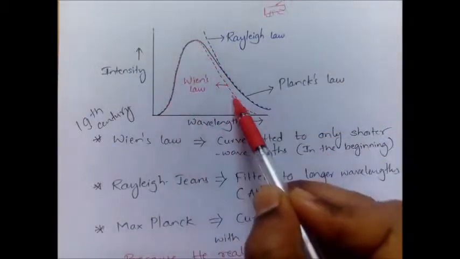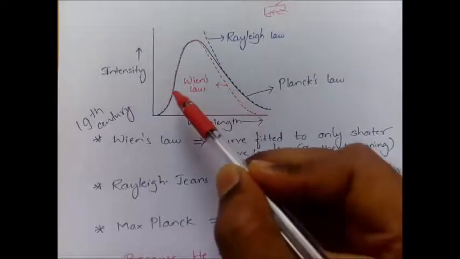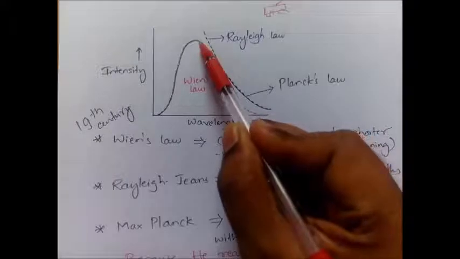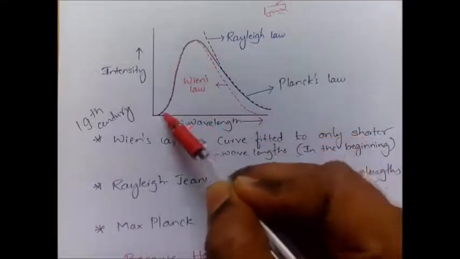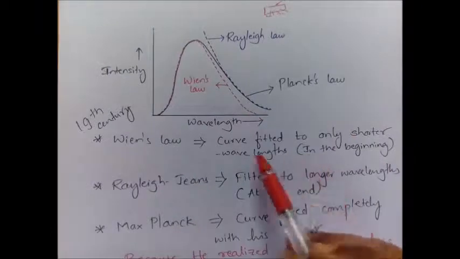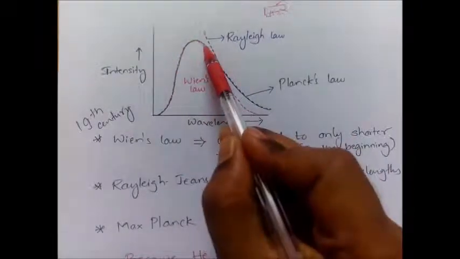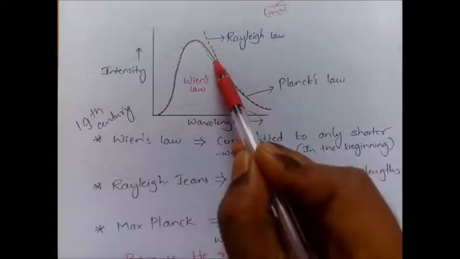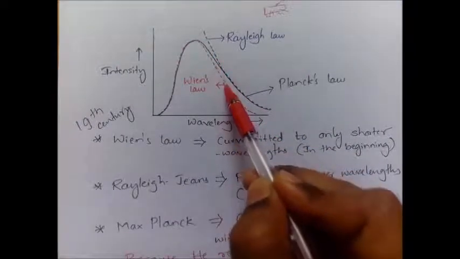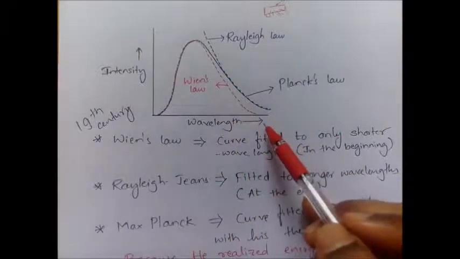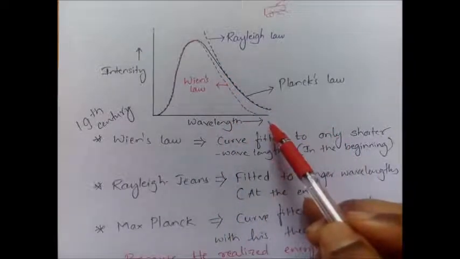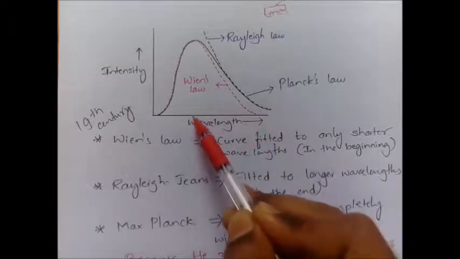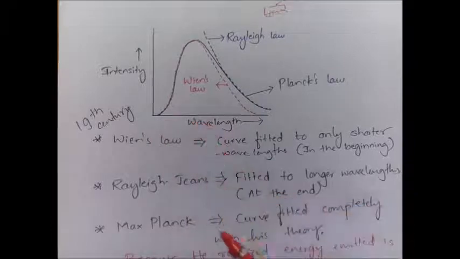This red dotted line is Wien's curve, or Wien's law. His theory explained only the lower region of the wavelengths. In the beginning it explained well, but after that it started deviating from the experimental curve. So it did not explain the higher wavelengths; only in the lower wavelengths did it fit.